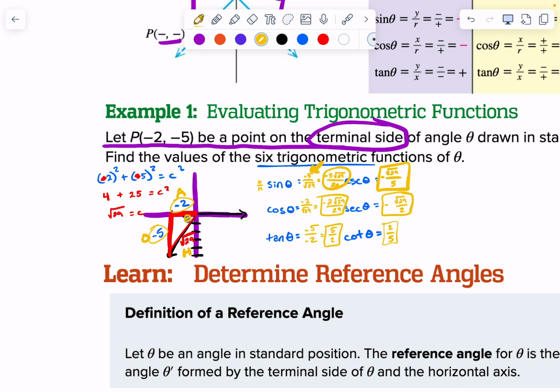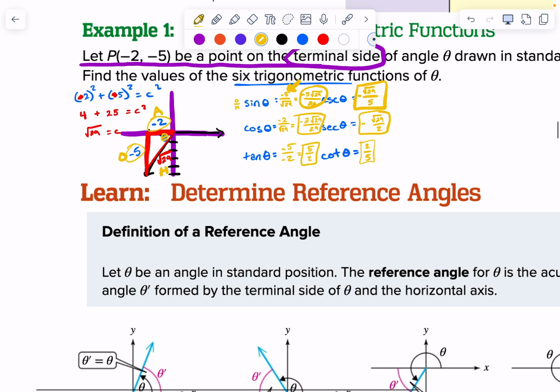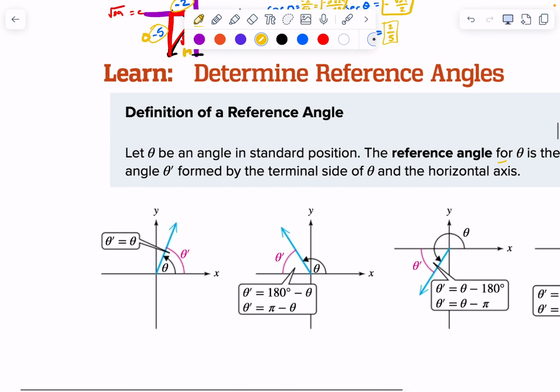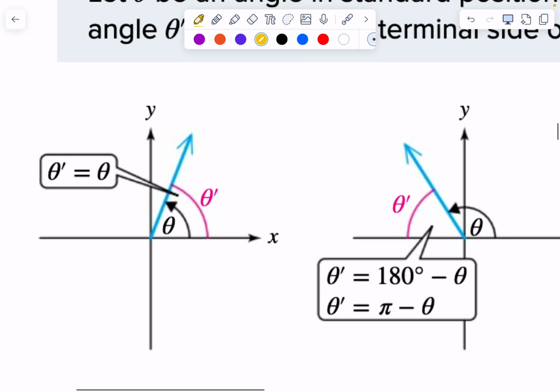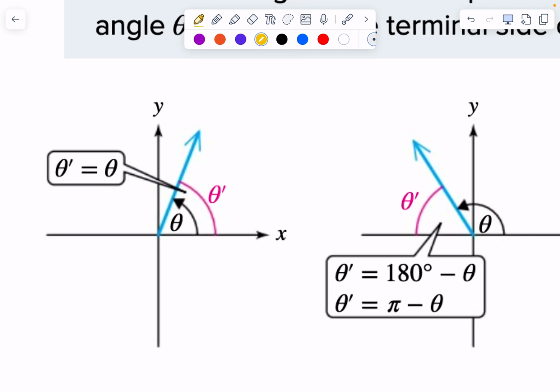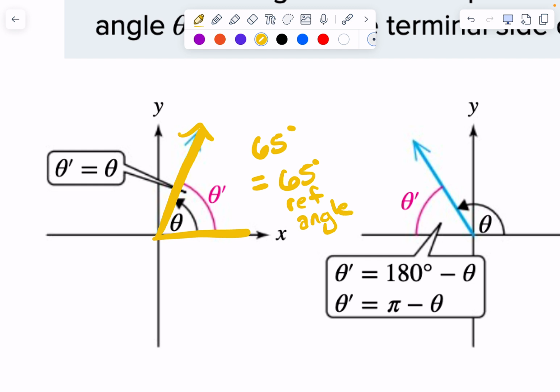Next thing, and this is probably the last thing that we'll do, is something called a reference angle. Here's the deal. In the first quadrant, let's say you have something like 65 degrees. 65 degrees lives in the first quadrant and has a 65 degree reference angle. Because it's in the first quadrant, it is easy.